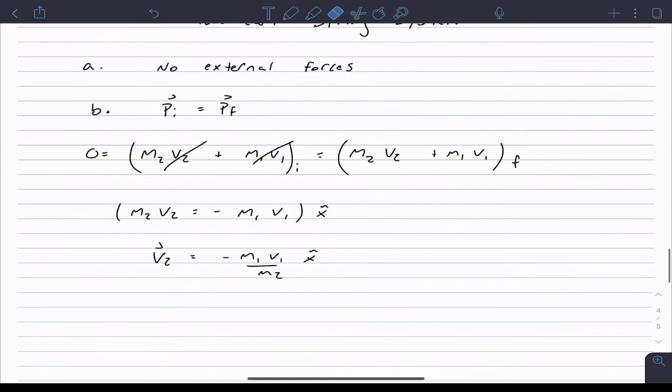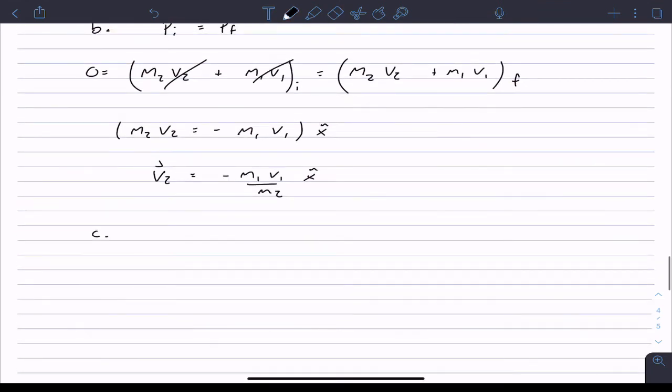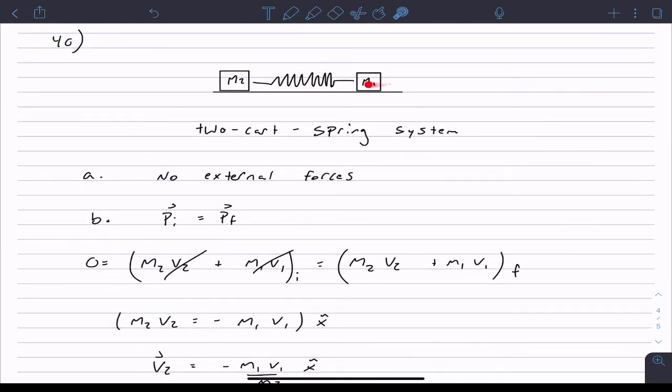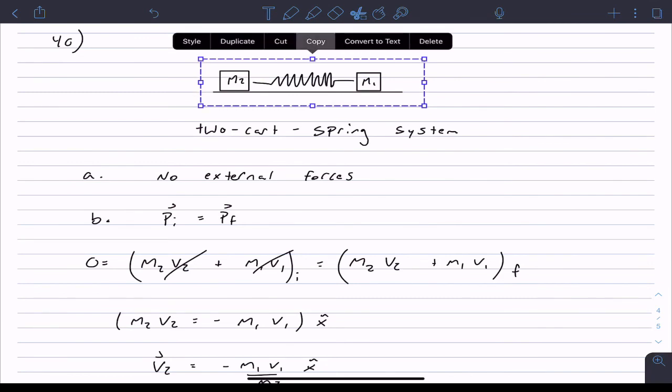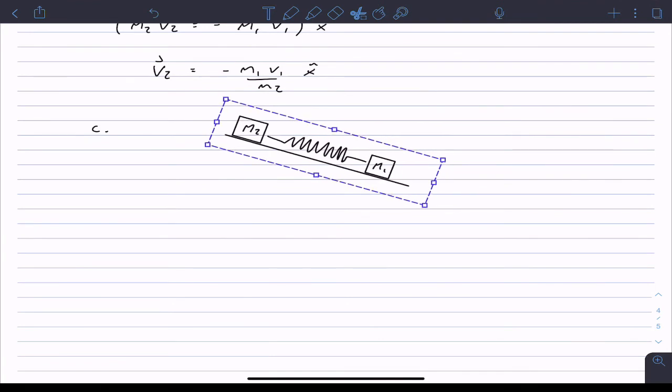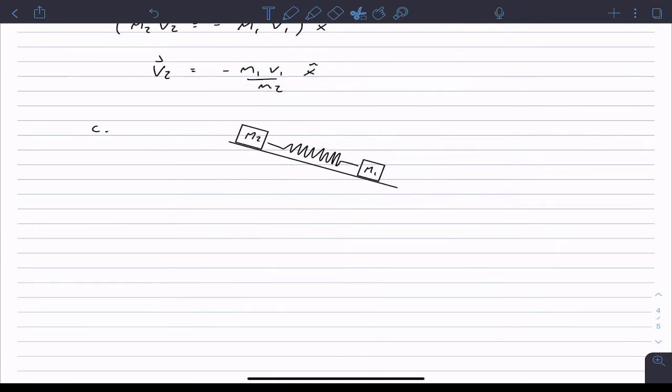Okay, so now part C. Part C suggests that we've made a mistake in our laboratory setup, which, wow, okay. But here we go. So let's take this down here, copy, and paste this over here. So now here's our laboratory setup, and it's telling us that we've made some error. Instead of having a level table, we now have an unlevel table. It says, in this situation, what changes in parts A and B if the track is not level as shown in the figure?